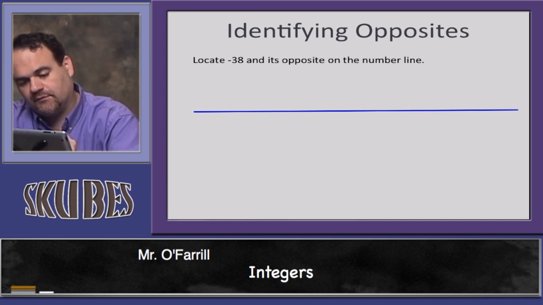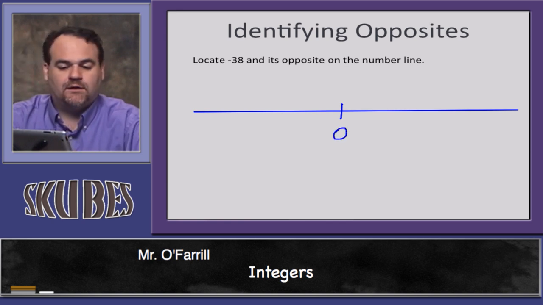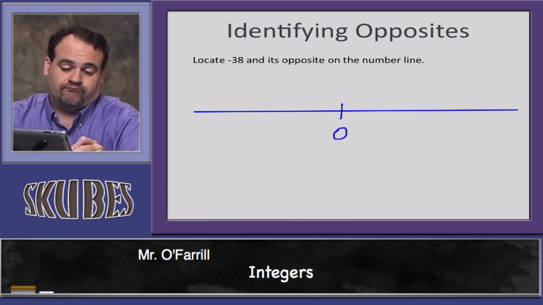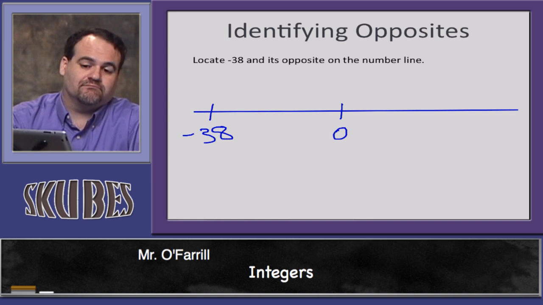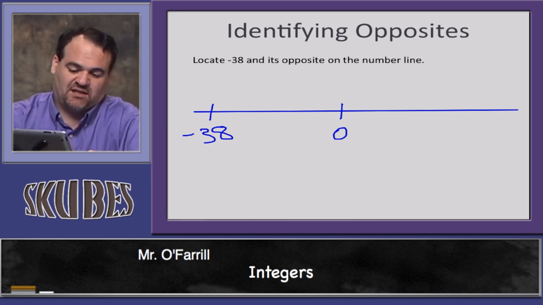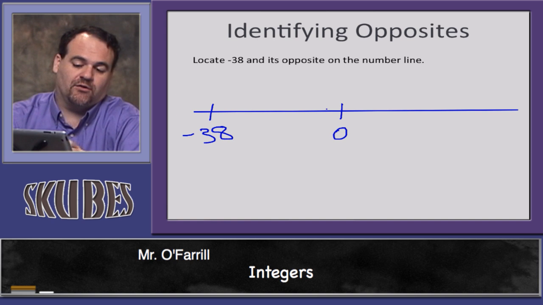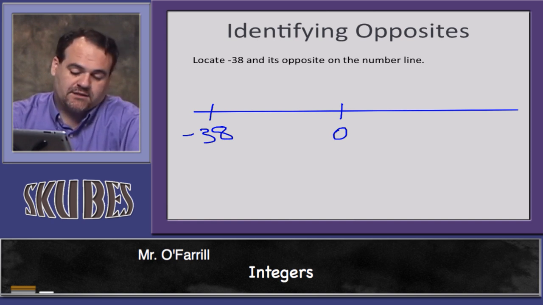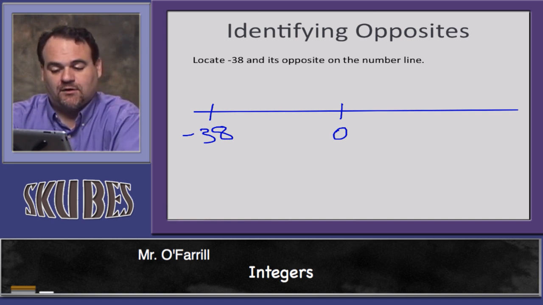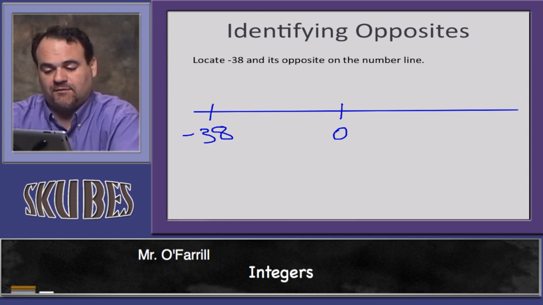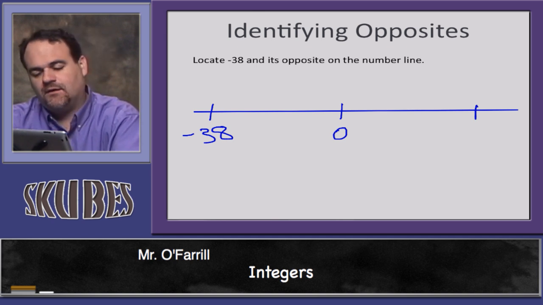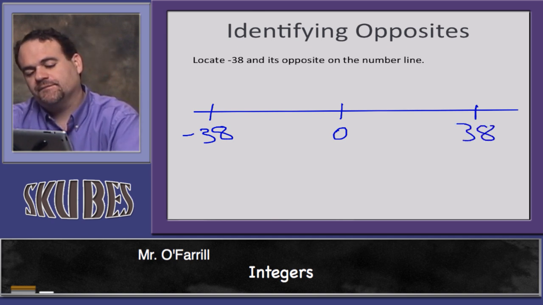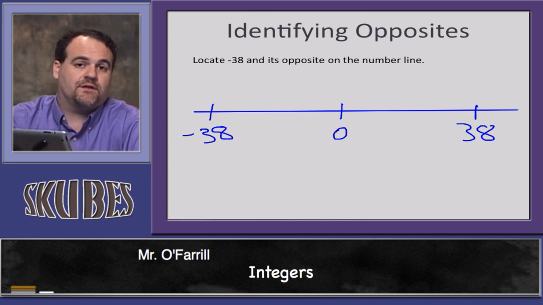Here is the middle, 0, and there's -38. There's a distance here of 38 units. And because I'm going to try and be as precise as possible, I will make what looks to be about the same distance to the right. And you already know what the answer is, don't you? It's +38. And those are the opposites.